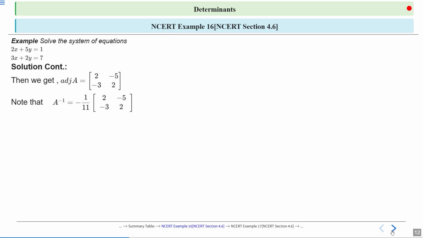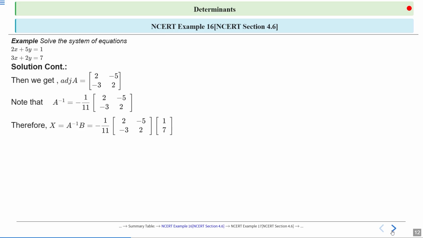Now we have to calculate A inverse, and the formula for A inverse is equal to 1 by determinant of A into adjoint of A, and the value of determinant of A is minus 11. So A inverse is equal to 1 by minus 11 into adjoint of A. Now we have the value of A inverse, and the formula to get the solution of a system of linear equations is X is equal to A inverse B. So just substitute back the value of A inverse.